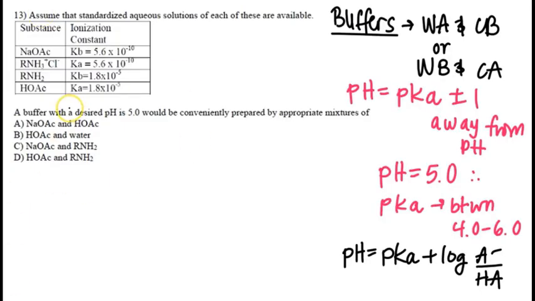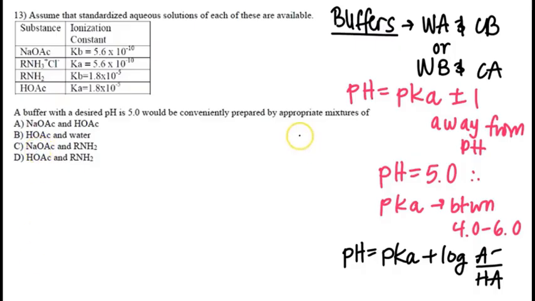First, we have to ask ourselves, what is a buffer? A buffer is going to be a weak acid and a conjugate base, or a weak base and a conjugate acid. So when we're looking at all of these pairs, we can go through and figure out which one's a base, which one's an acid, and see if they actually have the combination of weak acid and conjugate base. If they don't, we can automatically eliminate it.